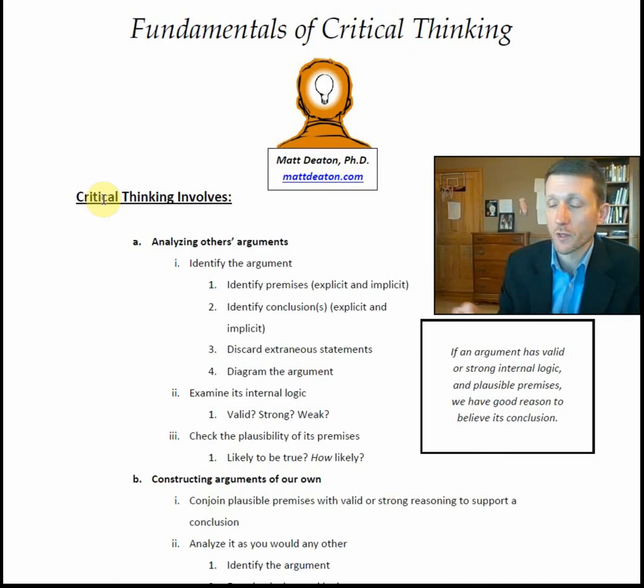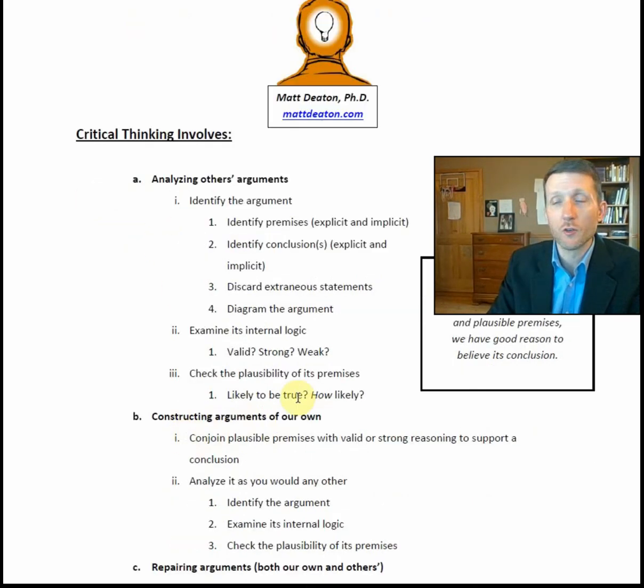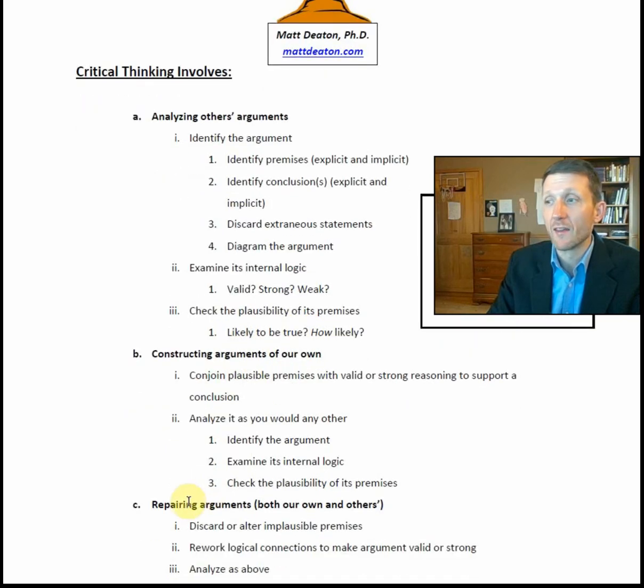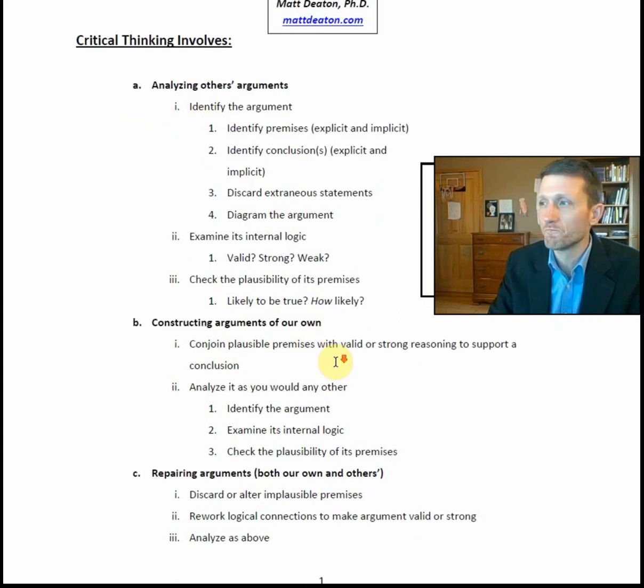The steps of critical thinking can be categorized into three different broad areas. First of all, analyzing others' arguments. Second, constructing arguments of our own. And last, repairing arguments, whether our own or someone else's. We're going to unpack each of these steps one by one, and I'm also going to cover some bonus techniques.